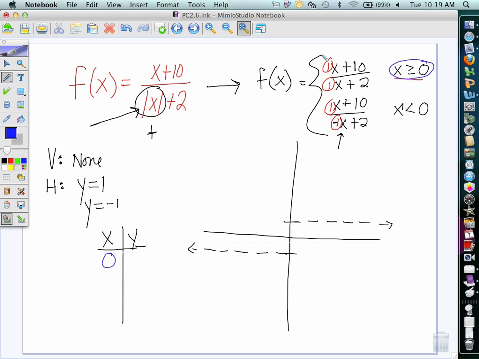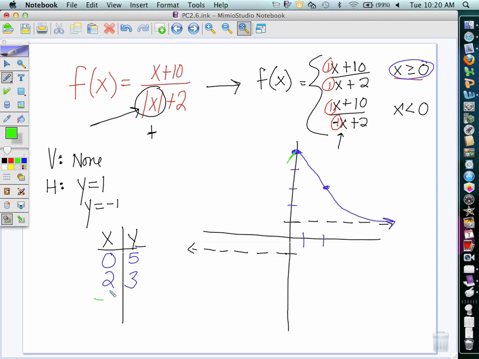If I put 0 in, I'm evaluating it in the first polynomial, the first function. So you put 0 in, you get 5. 10 over 2 is 5. Plot the point. And let's plot one more. Let's try putting in 2. If I put 2 in, you get 12 over 4, which is 3. And what we know is that this graph only exists to the right, and it's slowly going to approach that asymptote.